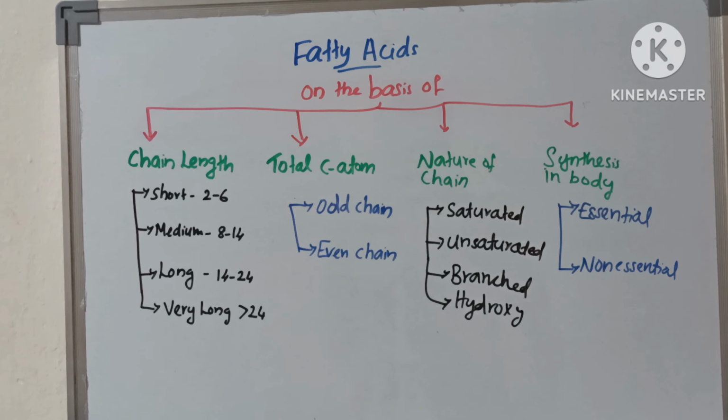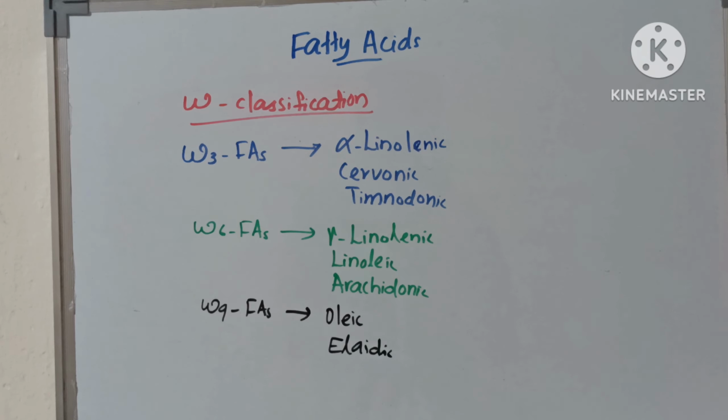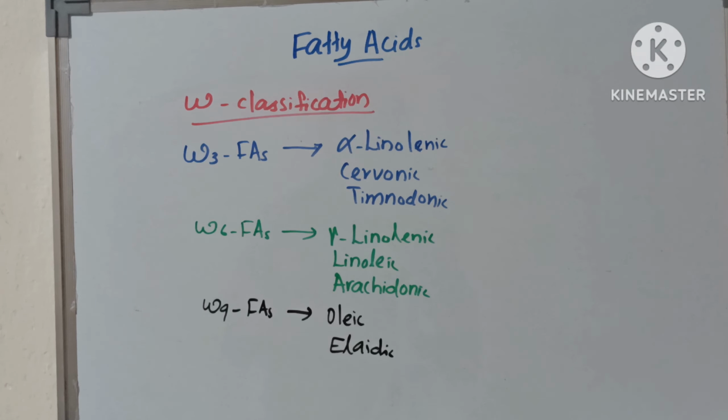Coming to the omega classification, three types: omega-3 fatty acids, omega-6 fatty acids and omega-9 fatty acids. Omega-3 fatty acids, for example, alpha-linolenic acid, cervonic acid and timnodonic acid. Omega-6 fatty acids, for example, gamma-linolenic acid, linoleic acid and arachidonic acid. Omega-9 fatty acids, for example, oleic acid and elaidic acid. So this is about the classification of fatty acids.